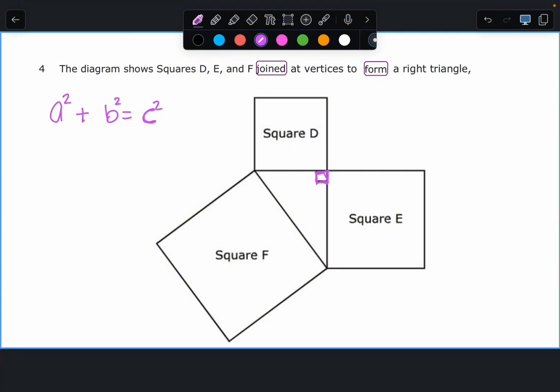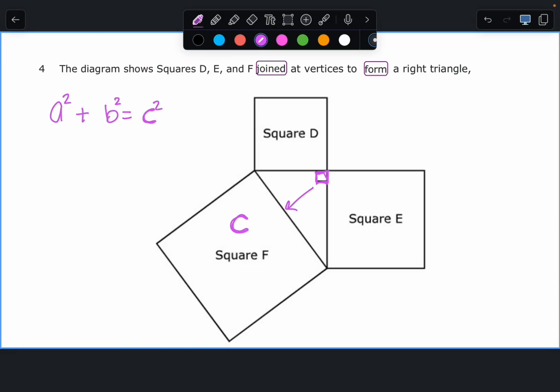No. But which one is the easiest side to find? C. Which one is C? Square C is square F because C is always across from the box. Remember that? And that's called my what? Starts with an H. Hypotenuse. Very, very good.